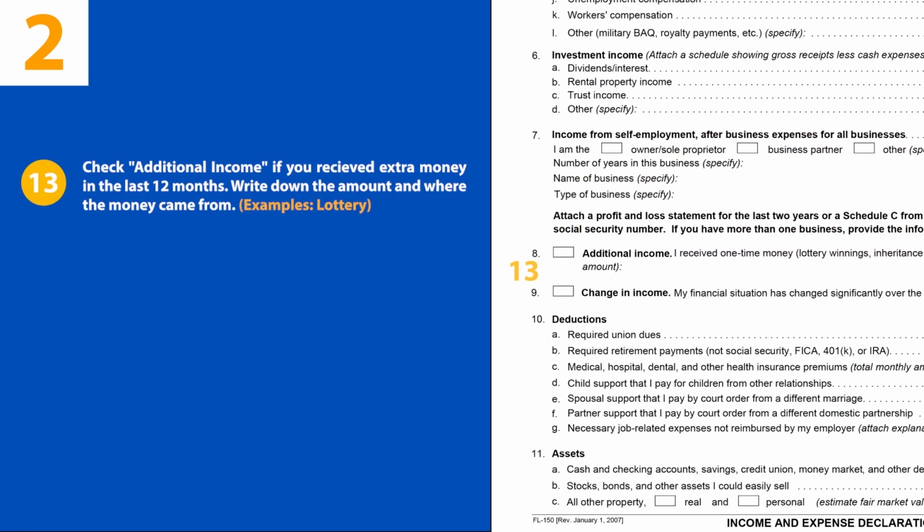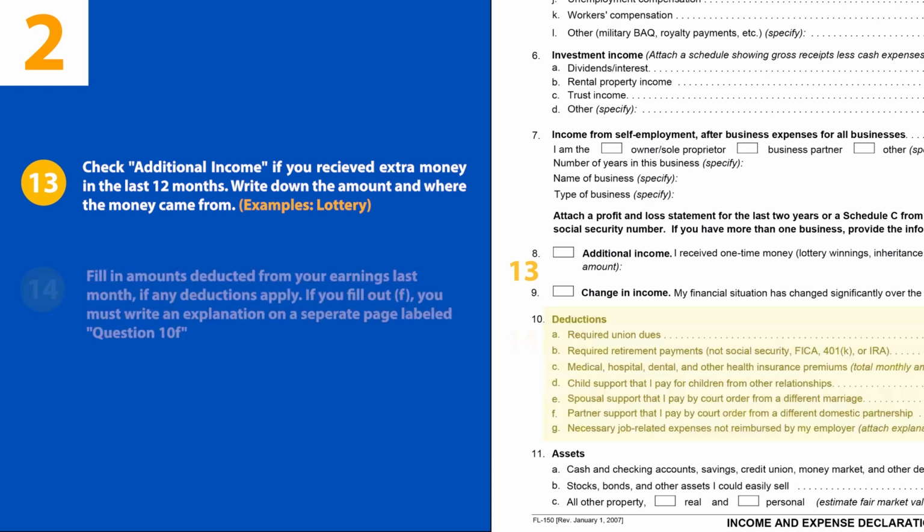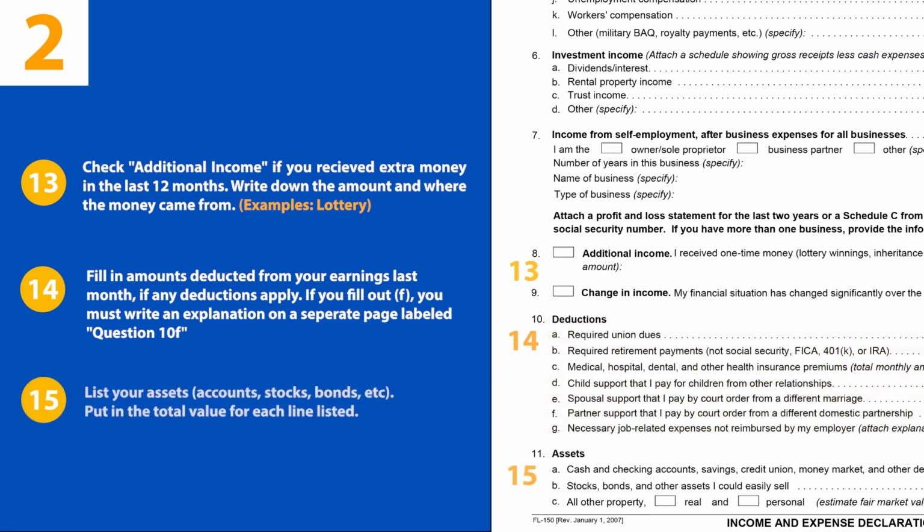Check additional income if you received extra money in the last 12 months. Write down the amount and where the money came from. Fill in amounts deducted from your earnings last month if any deductions apply. If you fill out F, you must write an explanation on a separate page labeled Question 10F. List your assets, accounts, stocks, bonds, etc. Put in the total value for each line listed.